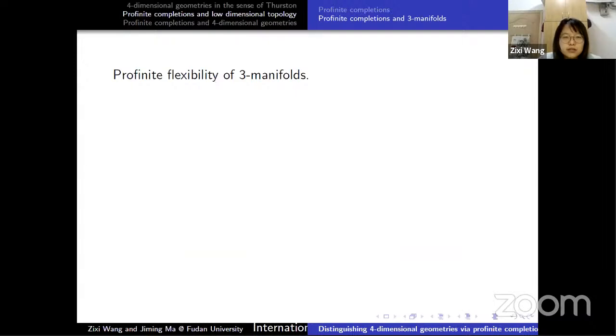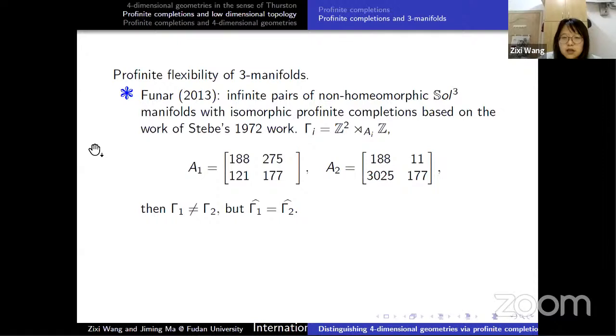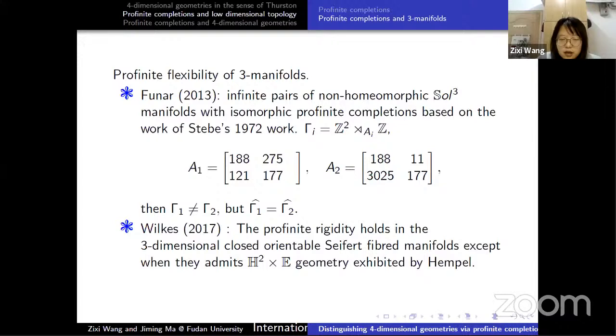There are also some examples of profinite flexibility. Funar gave infinite pairs of non-homeomorphic three-dimensional solvable manifolds with isomorphic profinite completions. It is based on the work of Stebe: consider gamma 1 and gamma 2, two semi-direct products by different integer matrices. Then gamma 1 is not isomorphic to gamma 2, but they have isomorphic profinite completions. And Wilkes proved profinite rigidity in all the three-dimensional closed orientable Seifert fibered manifolds, except when the geometry is two-dimensional hyperbolic space times one-dimensional Euclidean space, and this exception was exhibited by Hempel.